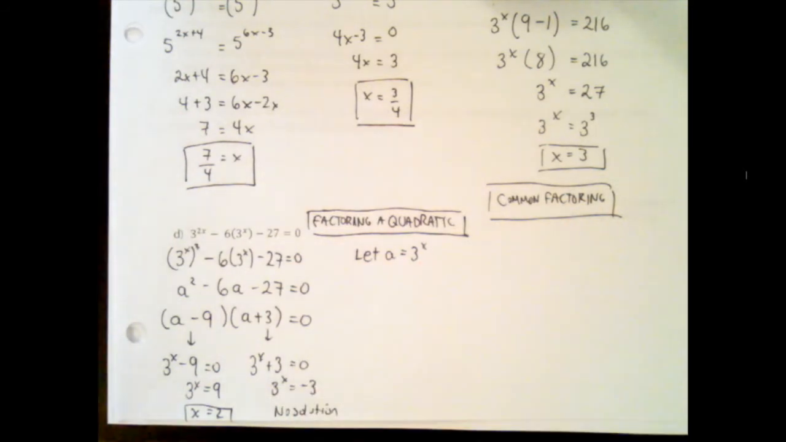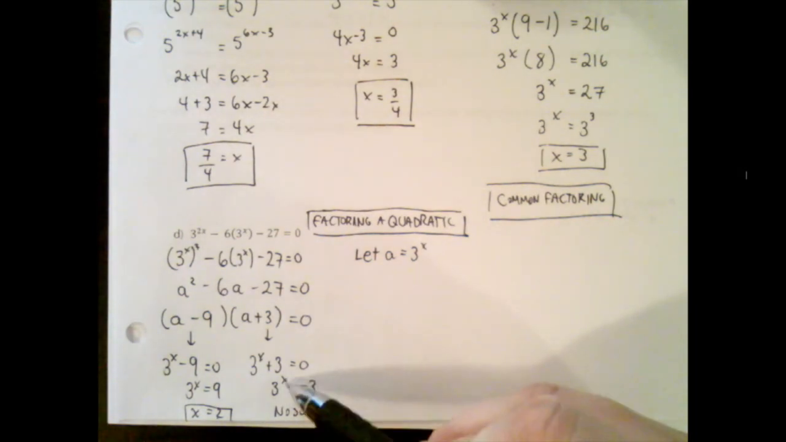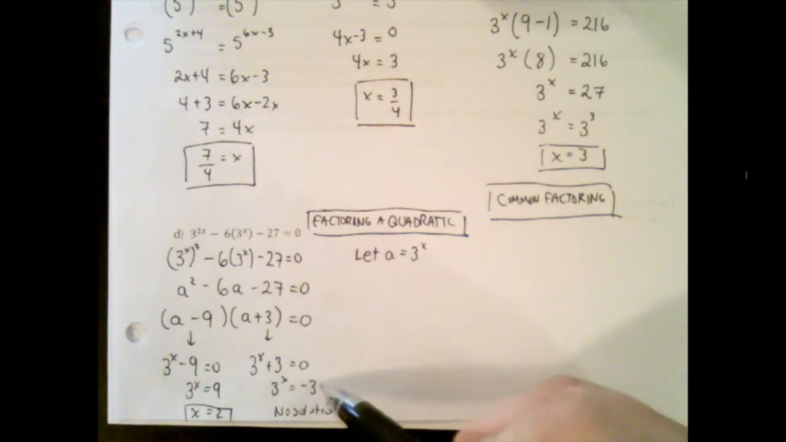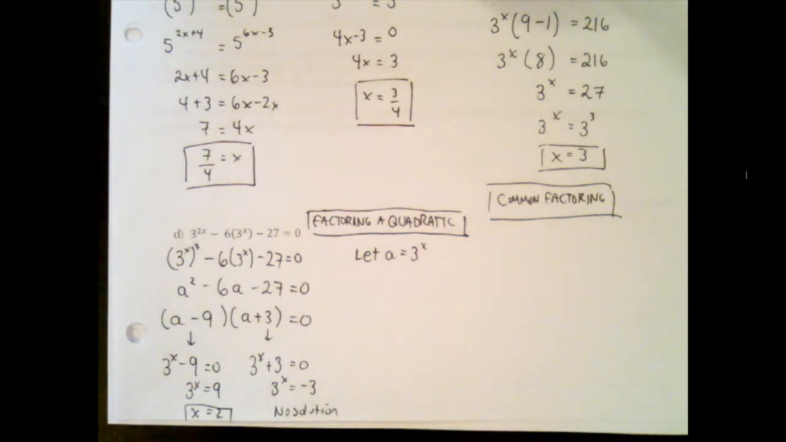And if you think about what an exponential function looks like on a graph, it has your horizontal asymptote at y equals 0. Therefore, there's no negative y values. So there's no value of x that we can put in to this power to get a negative value, specifically negative 3. So the only solution in this case is x equals 2.